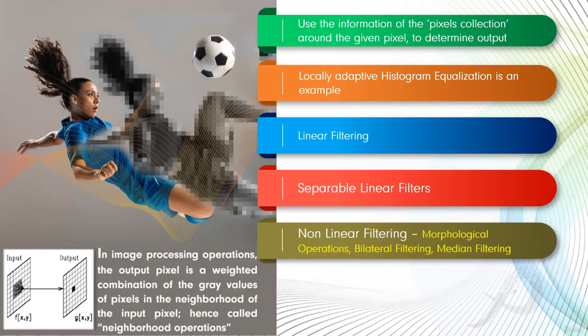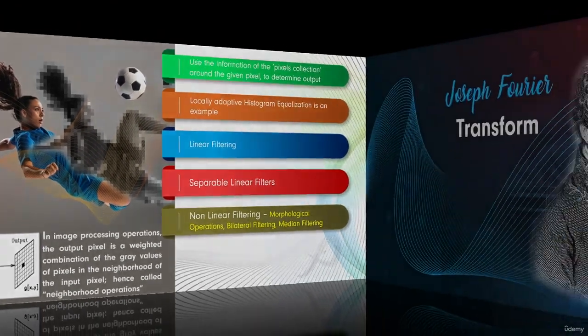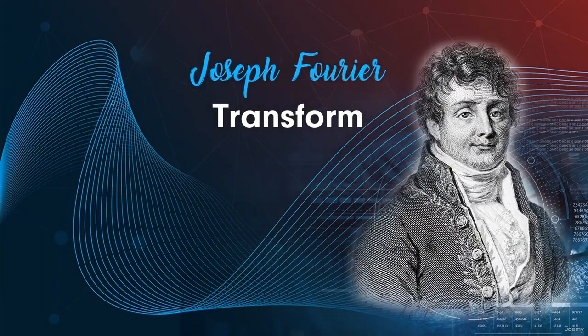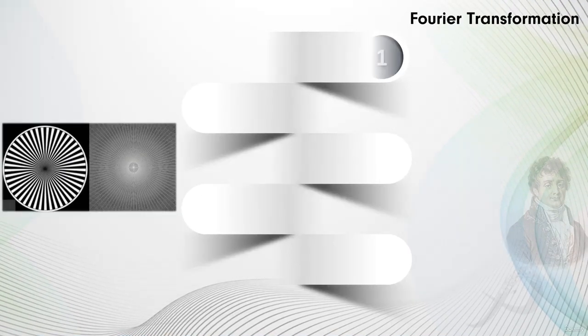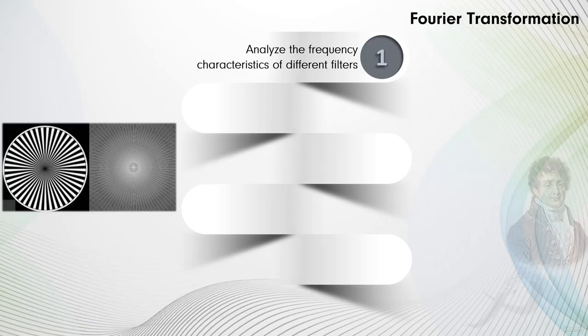Some of the operations that help us in neighborhood operators are linear filtering and nonlinear filtering, with different types under it. The last operation we are going to have a look at is the Fourier transform operation. This operation helps us analyze the different filters, in particular, the different frequency characteristics.